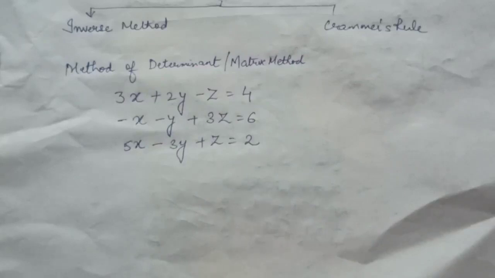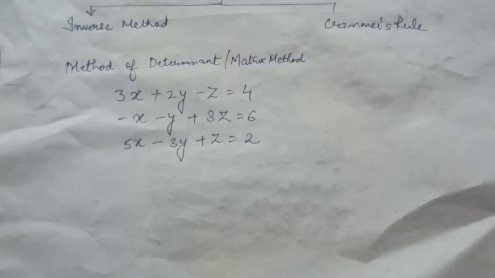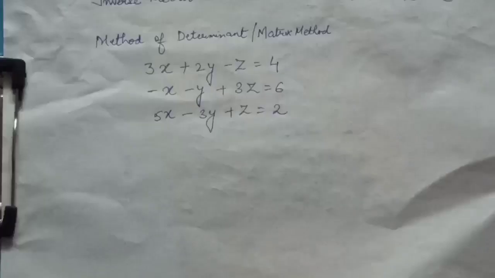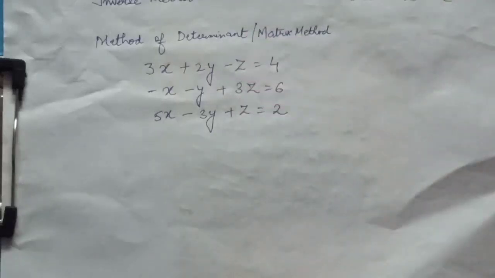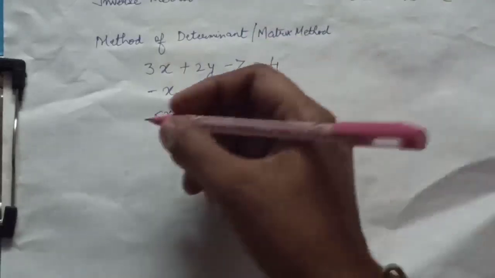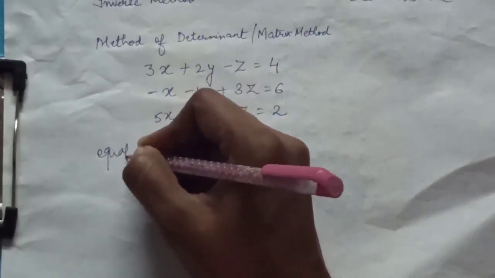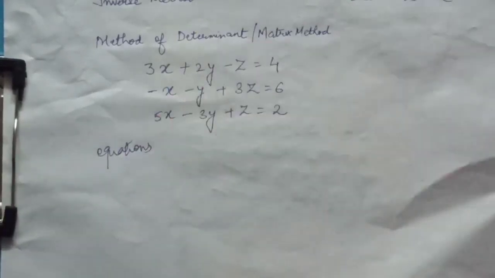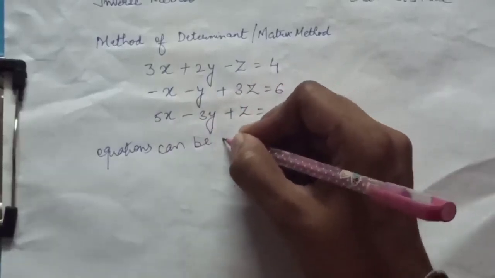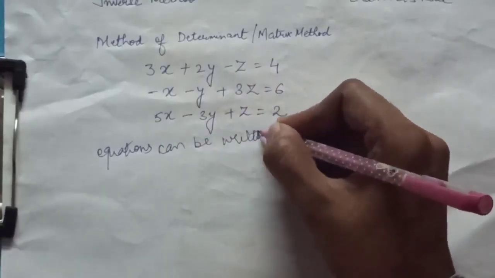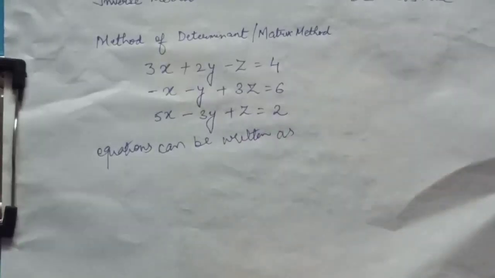Now here also, as you have seen in the earlier method, we made use of equations and there was A, X and B. So accordingly only we will be calculating the values. Now you see you have been given these equations. So we will write the equations can be written as. Now how can we write these equations?